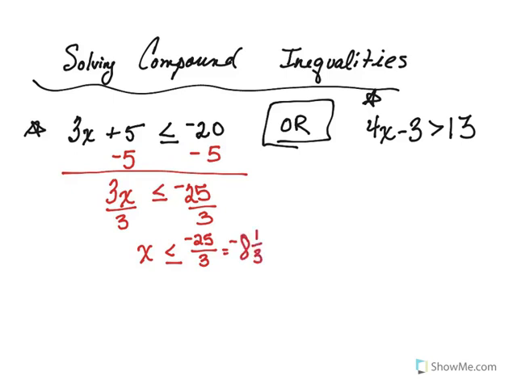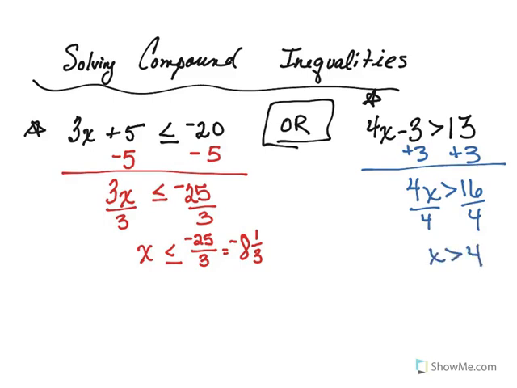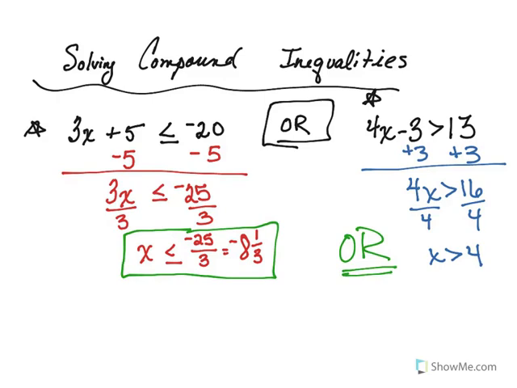All right, let's go over here in blue. So here 4x plus 3, so I'm going to add 3. I get 4x is greater than 16. Divide by 4, and I get x is greater than 4. So if I put these together, I have x is less than or equal to negative 8 1/3, or x is greater than 4. So how is that going to look on a number line?